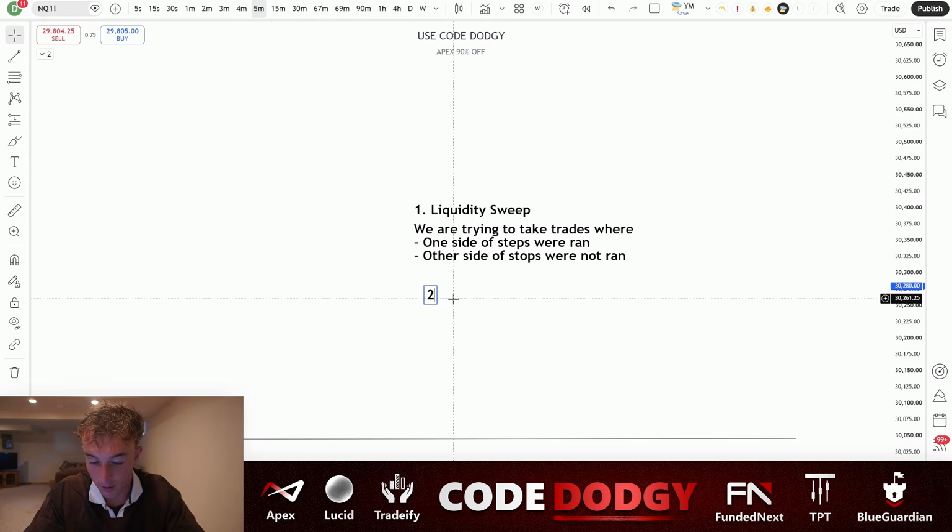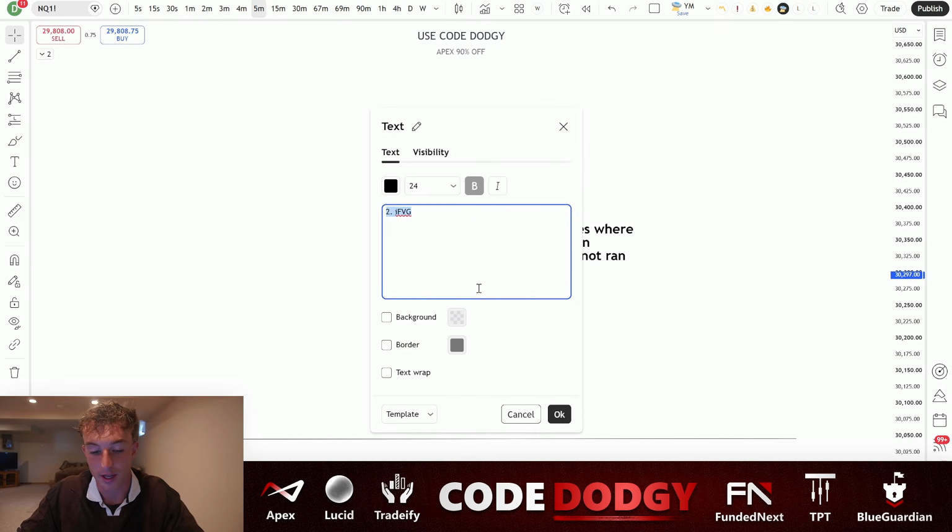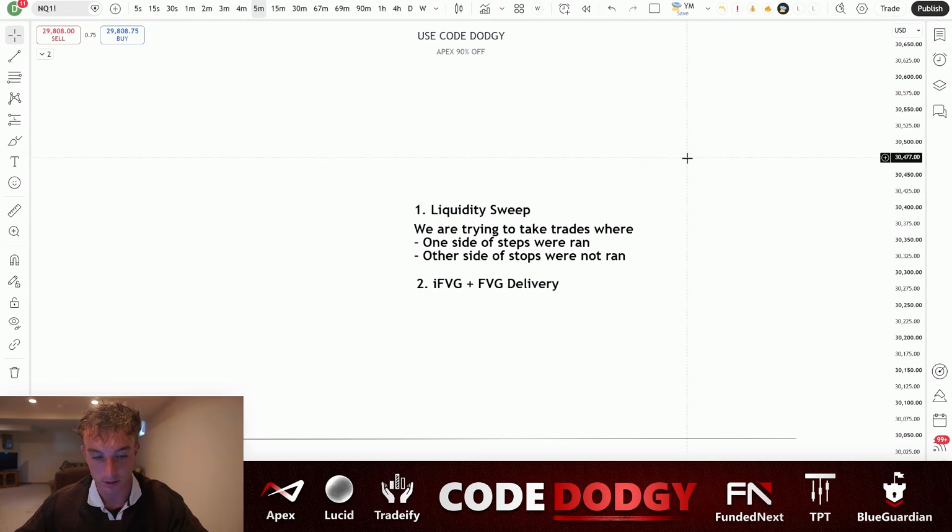The second most important thing is the actual IFVG, okay? This is the third most important thing of the whole model, okay? Liquidity sweep and IFVG, and I'm going to combine this with plus fair value gap delivery. So getting the actual IFVG out of the fair value gap is the next most important thing.